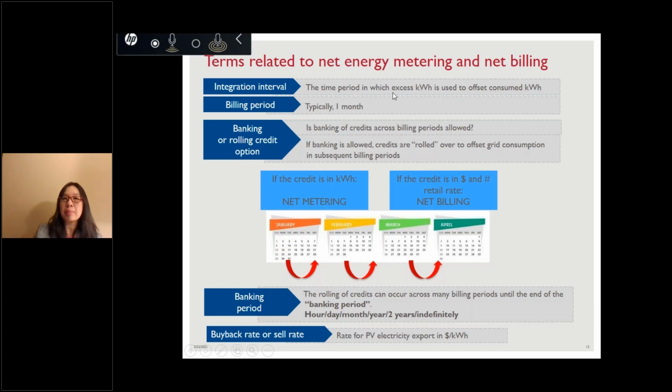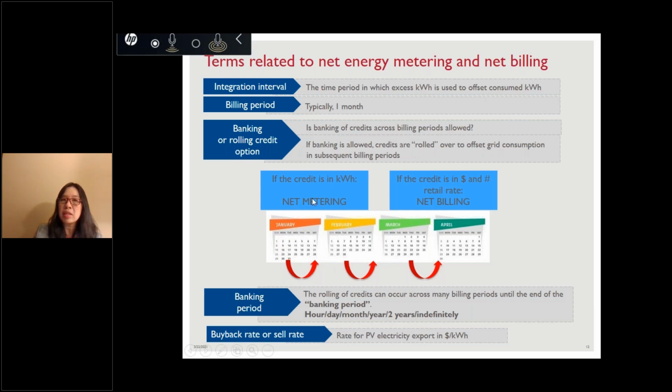So, for example, in a net energy metering scheme, the integration interval is typically 1 month or one billing period, and that's when the excess generation that happens instantaneously is used to offset consumption in that particular interval. And the billing period is typically 1 month. The banking or rolling credit option has to do with when there's excess generation at the end of the billing period, is it allowed to be banked or to be used to offset future consumption in future months?